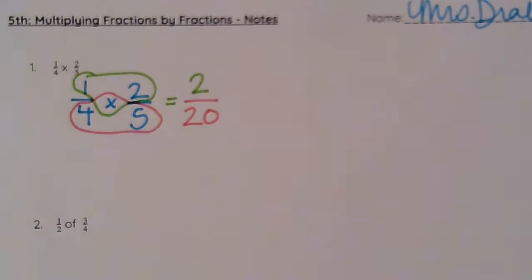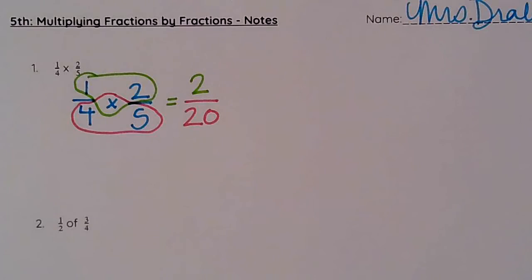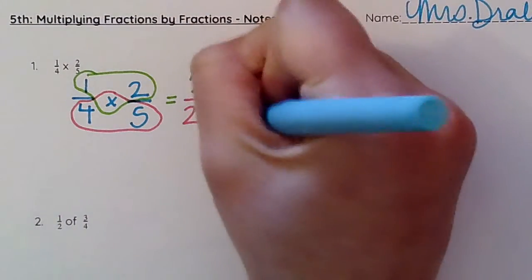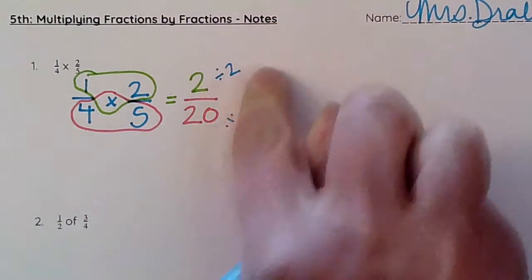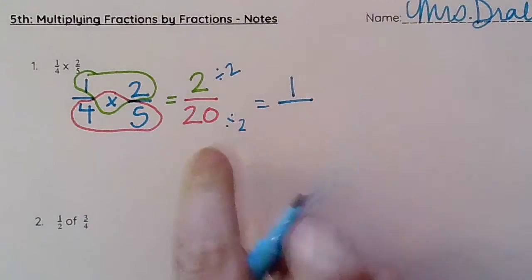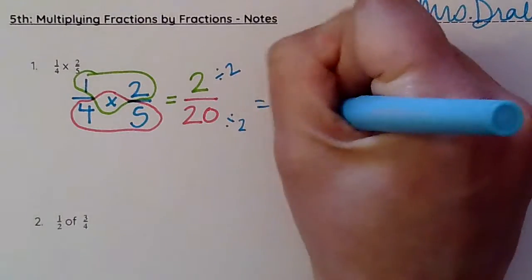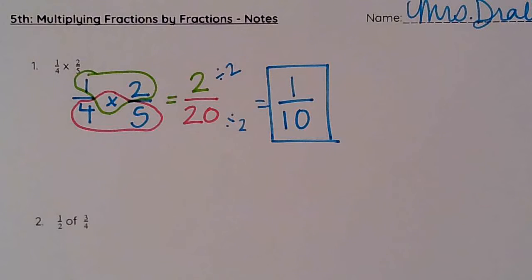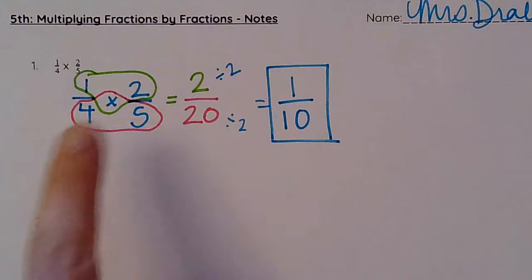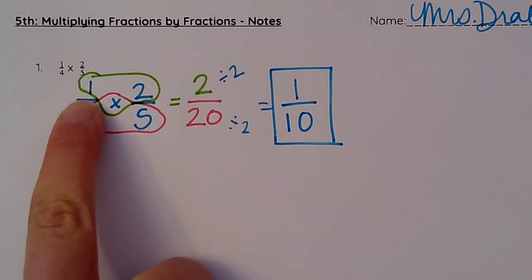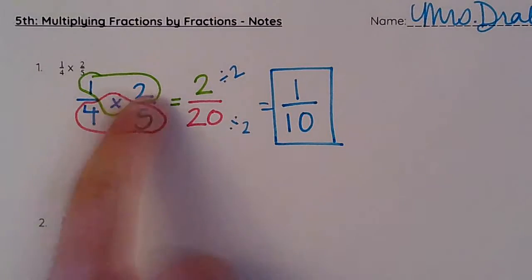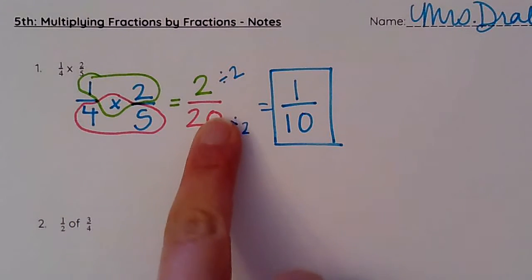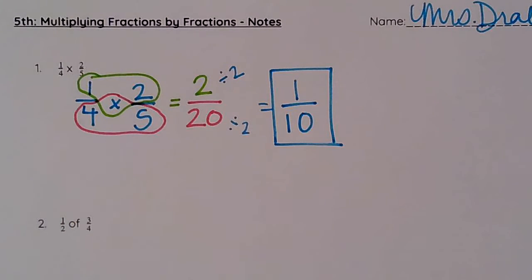From there, I can go ahead and simplify my fraction. I can divide both of these by 2, getting me 2 divided by 2 is 1. 20 divided by 2 is 10. My answer in lowest terms is 1/10. All right. So all I need to do here is multiply across, multiply both numerators, multiply both denominators, and then simplify my answer to lowest terms.